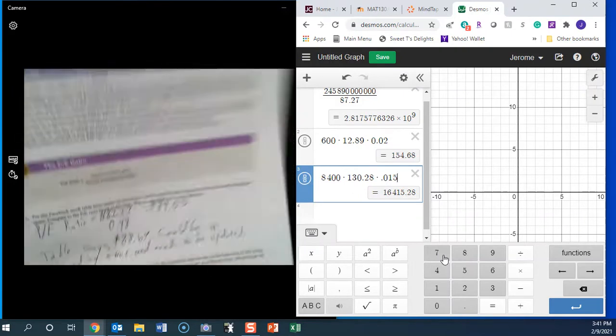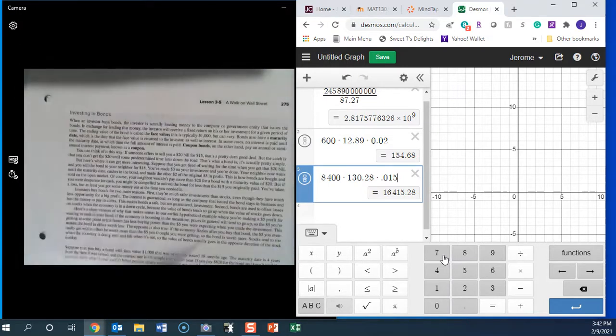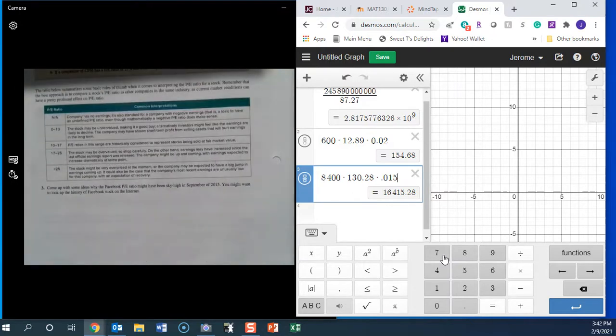Okay, now I'm going to move on to the next page. There's not really much more we need to do with this lesson. Hey, let's look at number 3. It says, come up with some ideas why the Facebook price over earning ratio might have been sky high in September of 2015. You might want to look up the history of Facebook stock on the internet.